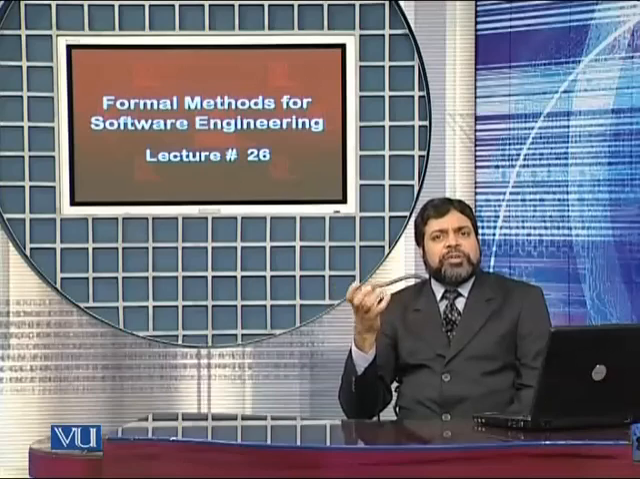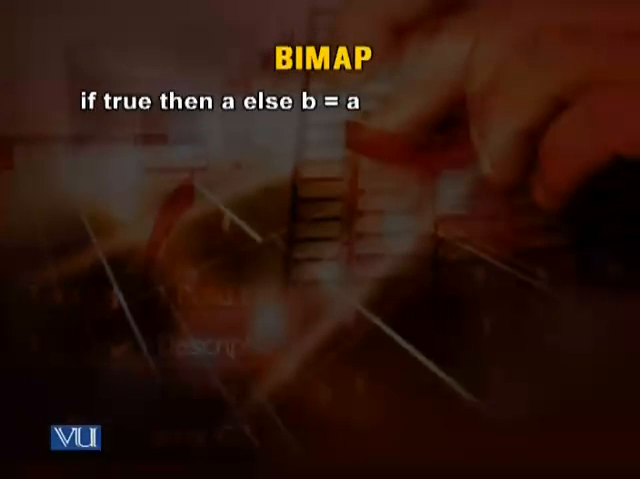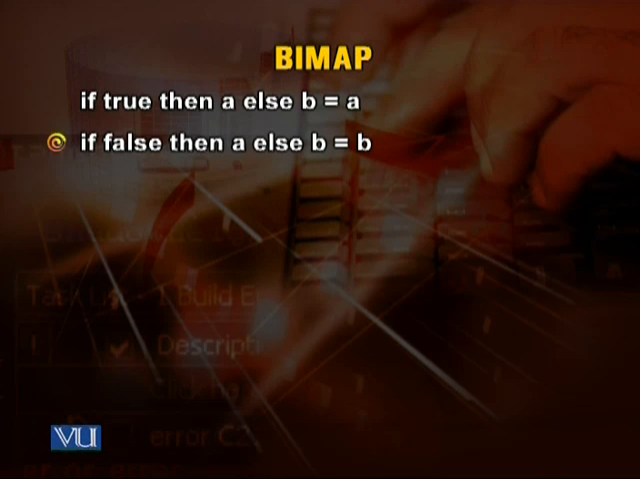लिखेंगे. But first we need to write the specification for the bimap itself. So let us now do that. The first is the if then else. If true, then A else B is equal to A. If false, then A else B is equal to B.